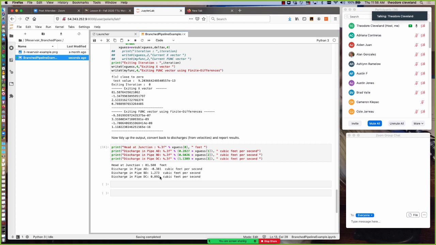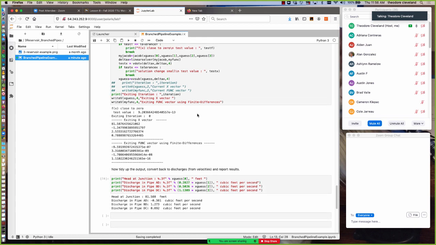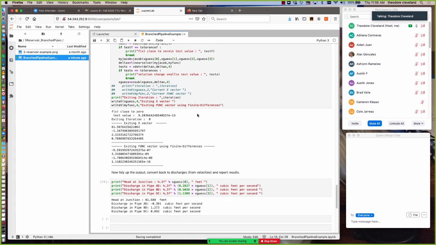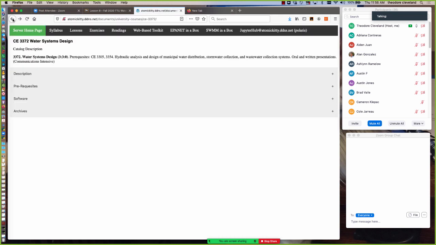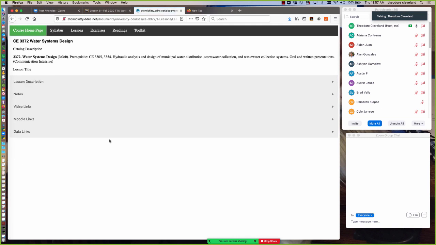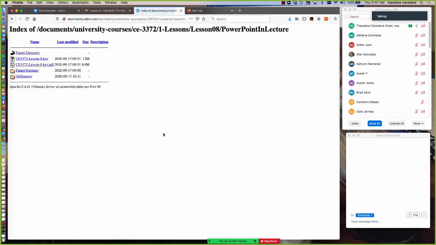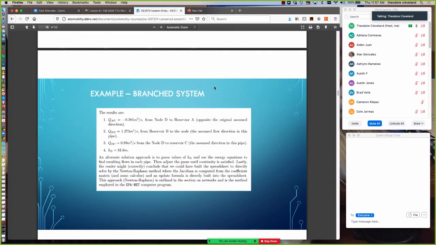So that's the second way to solve this problem. This is doing the same thing that Excel spreadsheet did. And if you're familiar with scripting, it's probably a little more understandable. Oh, cool, remembered where it was.